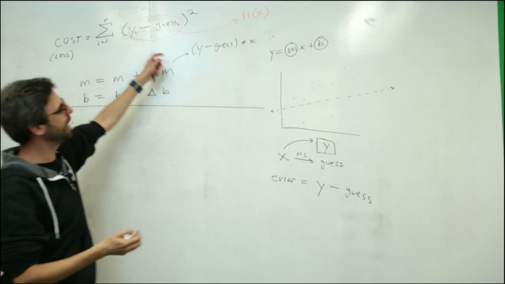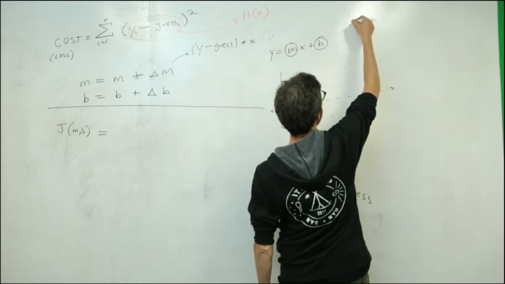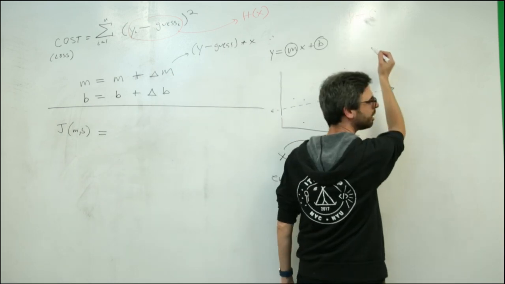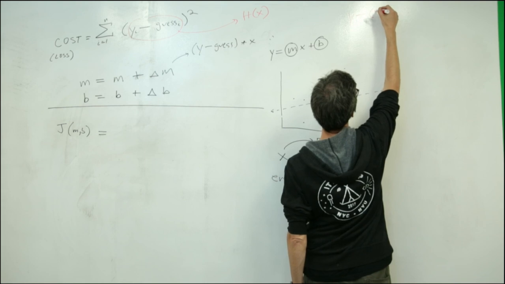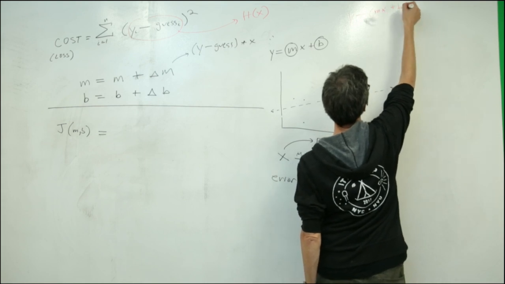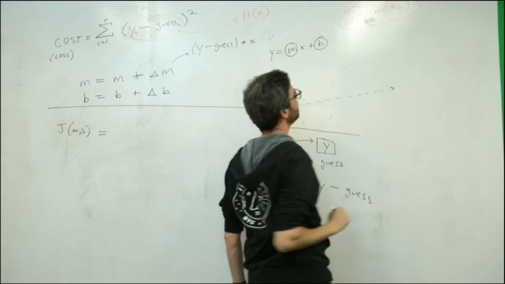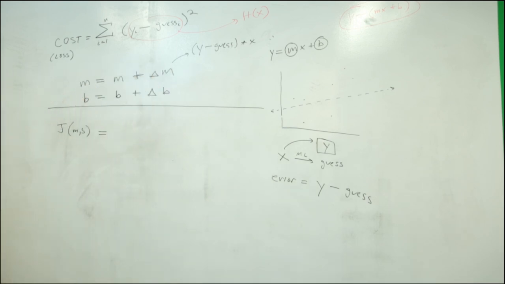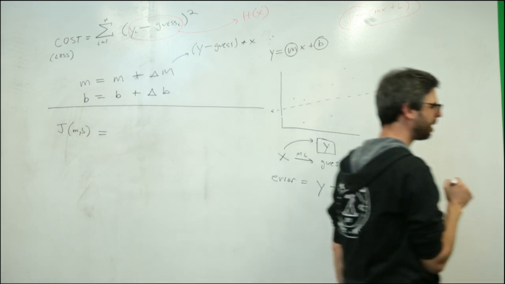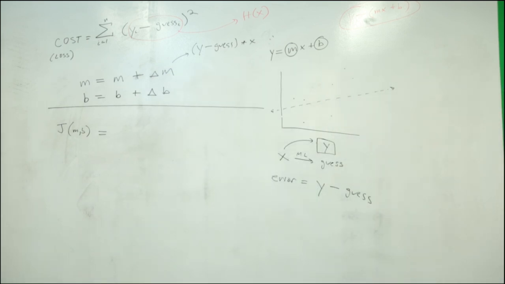What this actually is, y minus, is this something you can see? Y minus mx plus b, right? That's the actual, and should I have reversed that? Should it be guess minus y? I think I saw that. It should be guess minus y. It doesn't really matter because I'm squaring it, but maybe I should fix that. And this red marker is hard to see, so let me go back to purple.